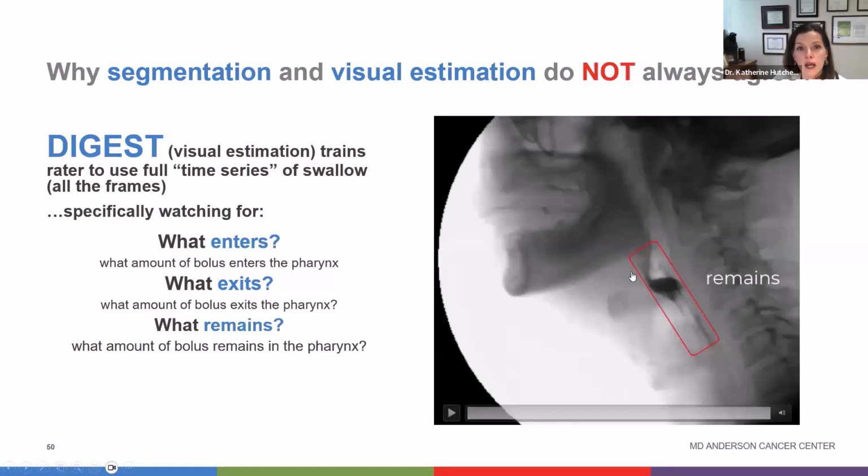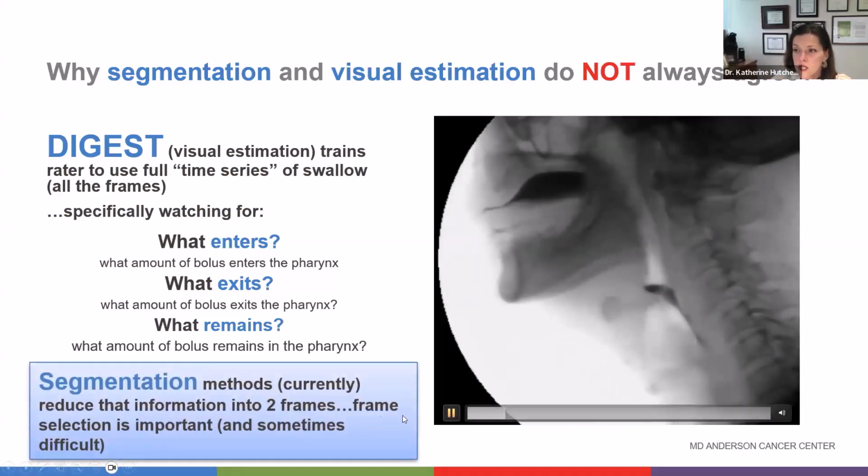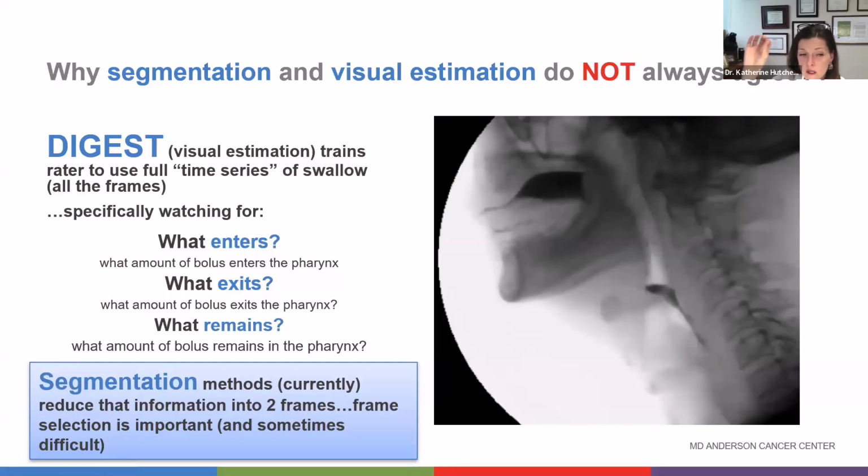In a scenario where I can clearly see the full bolus and the residue, and there wasn't a lot of pre-existing residue, the estimation should work pretty well for segmentation because segmentation relies on two frames. You need to be able to see the total bolus, what enters, and you need to see what remains clearly. And those two frames need to be very clearly selectable. When those are difficult to identify is when these approaches may not give you a very accurate result.